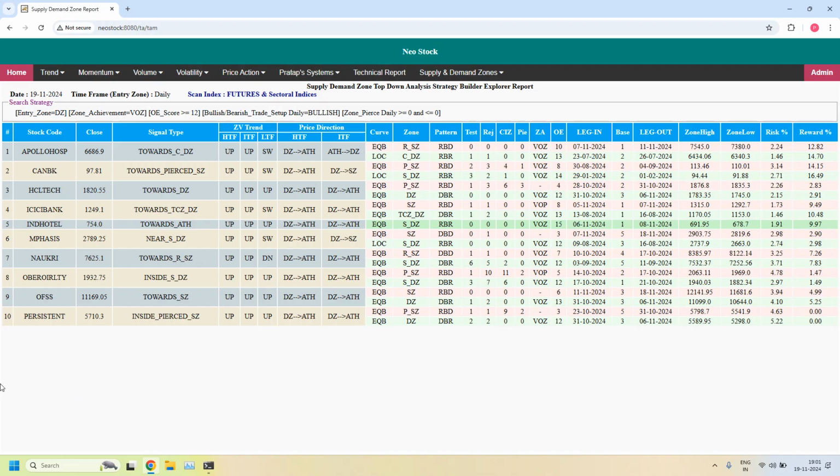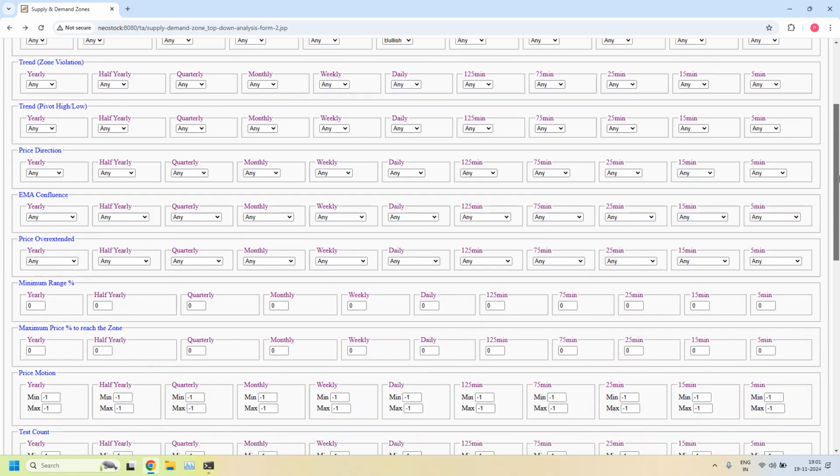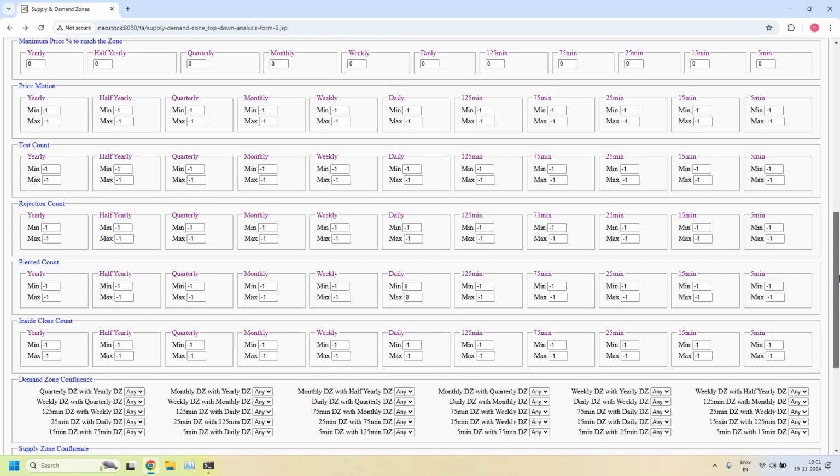In these 10 daily demand zones, there could be some high probability setup supported zones might be available based on ITF and LTF confluence, and also ITF, LTF, HTF confluence. First, let us look into LTF and ITF demand zone confluence. That is a daily and weekly demand zone confluence. So I am enabling the filter daily demand zone with weekly demand zone confluence.